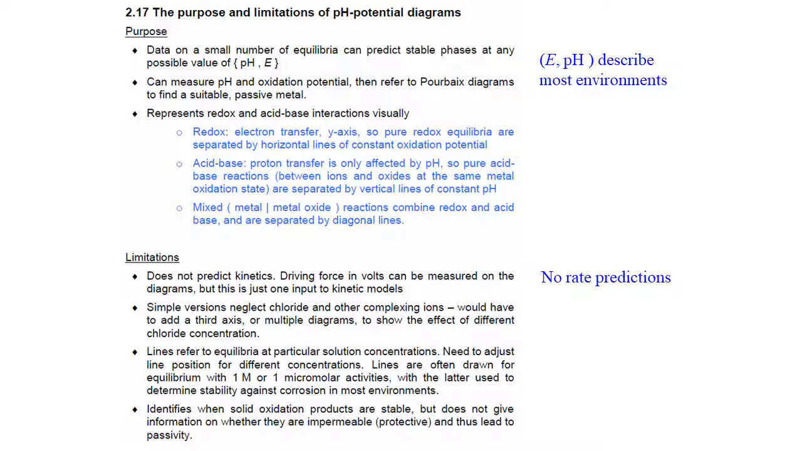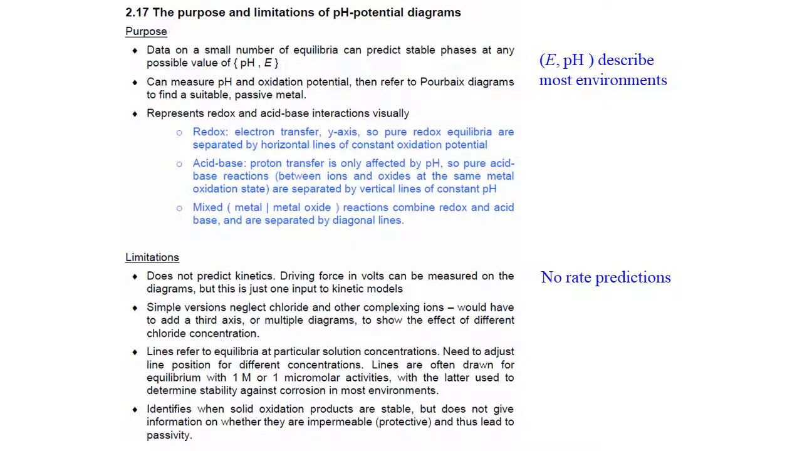So a second limitation of the pH potential diagram is that they typically neglect chloride or other complexing ions. You would need to construct a new diagram, or a diagram with a third axis, if you wanted to show multiple possible chloride concentrations. If you just wanted to do one chloride concentration, you could generate the more complex diagram which considers all of the possible chloride complex ions as possible stable phases which might allow active corrosion to happen. But this would quickly make the pH potential diagrams more complex, especially if you were allowing more than one complexing ion to be present at the same time.